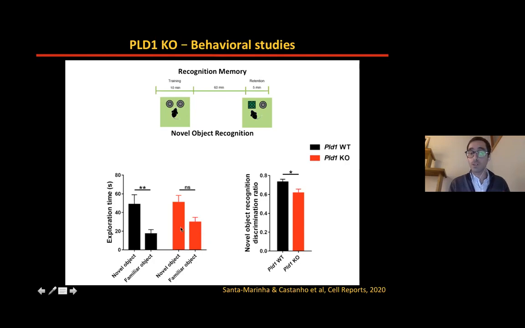In PLD1 knockout animals, what happens is that they spend more time with the familiar object. And when we calculate this metric of discrimination between these two objects, we actually see that there is this very subtle deficit that tests the accuracy of this task.